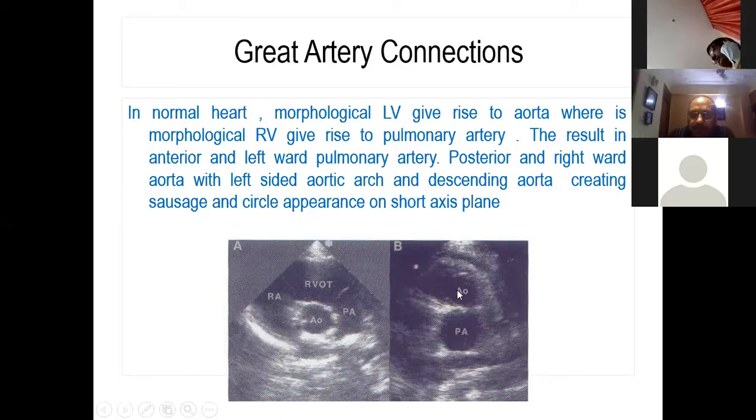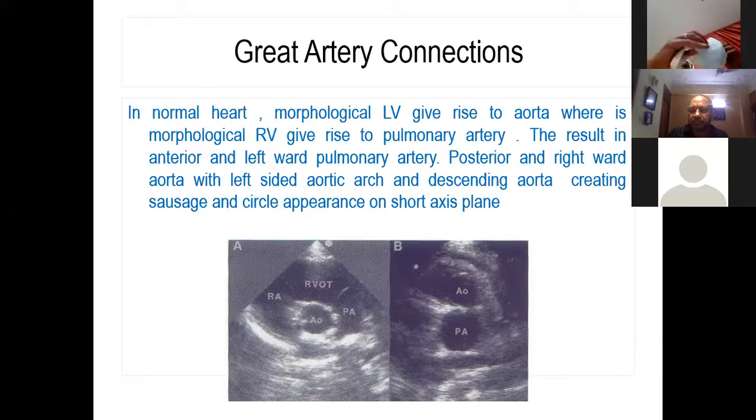But if you happen to see two large vessels together in the same short axis view, then it's a transposition of great vessels. Very simple. If you look at one vessel, the pulmonary artery wraps around this aorta. That's good, normal connections. If you happen to see two vessels lying close to each other in the same format, then it's transposition of great vessels.